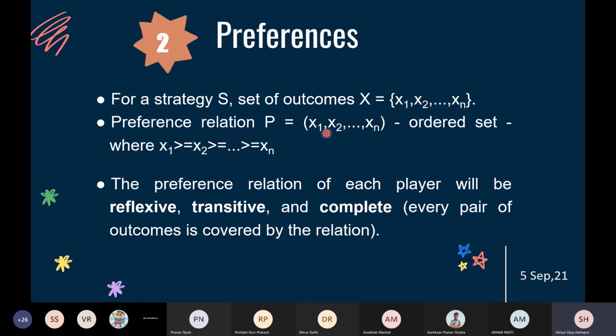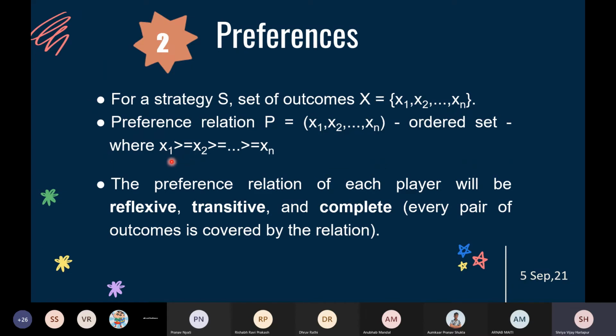I've written 1, 2 to n here in order, but it can be anything. It can be 2, 1, 3, 5, 6, 4, whatever, till n. It's just an ordered set. And what it means is that x1 is greater than or equal to x2, greater than or equal to, and so on, xn, which means that the player will prefer x1 over x2, x2 over x3 and so on, or at least equal to.